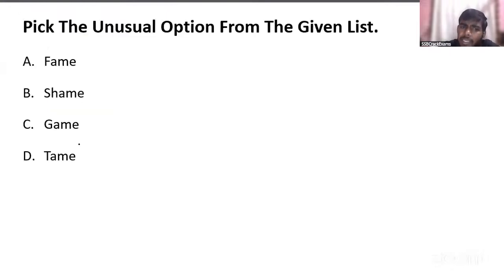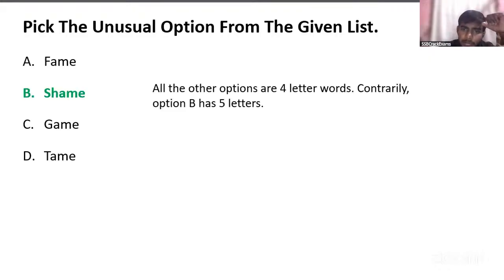Fame, same, game, tame. All are 4 letter words. One is 5 letters. Let me check. Yeah, this is how you get the answer. Reasoning is very simple.